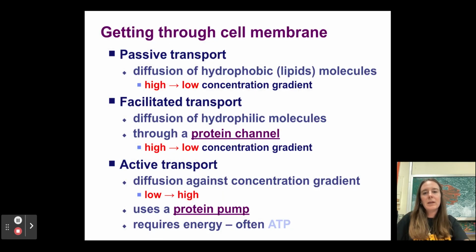So to sum it up, once again, passive transport, just in words, is diffusion of hydrophobic molecules, lipids, from high to low concentration. Facilitated transport uses the help of proteins, so it's the diffusion of hydrophilic molecules through protein channels, high to low concentration. Active transport is movement against a concentration gradient from low to high, using a protein pump, and requires energy, usually ATP.